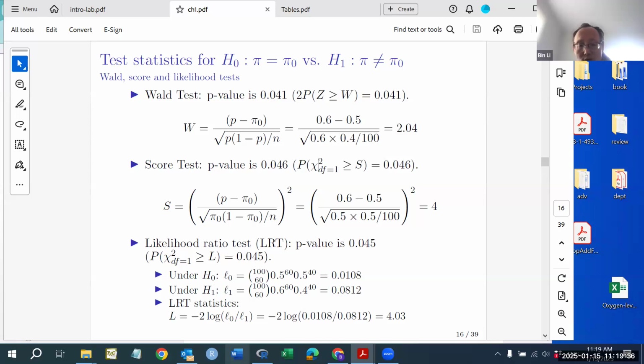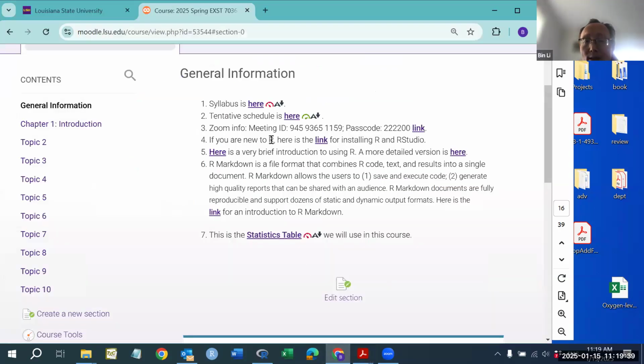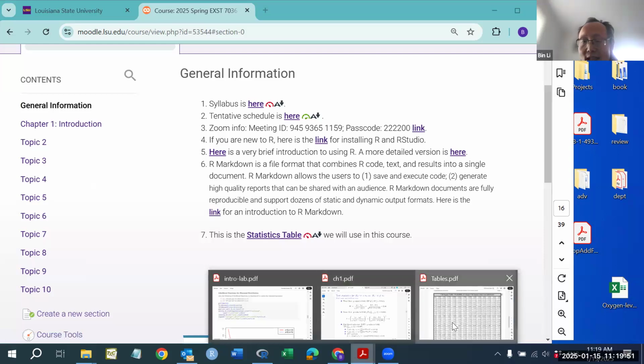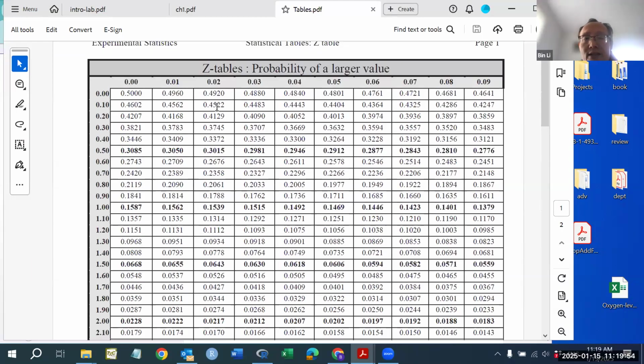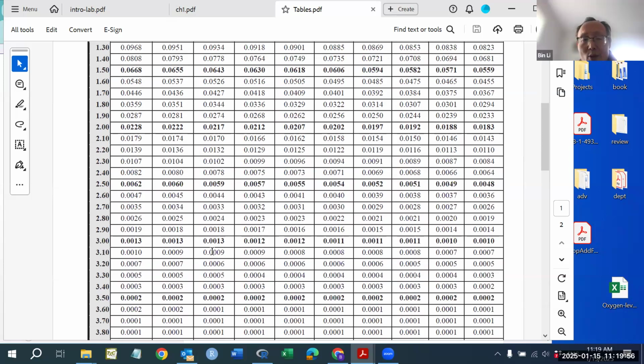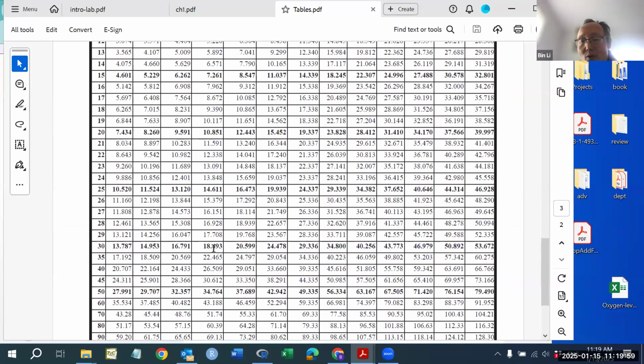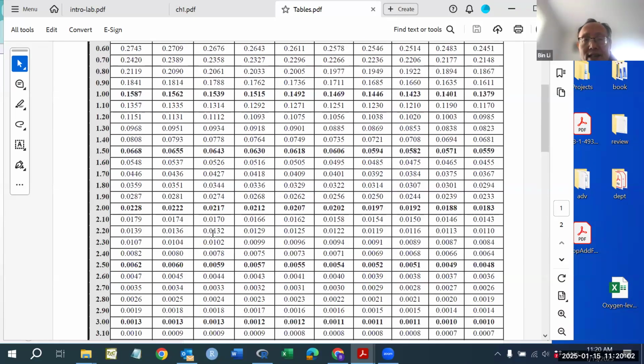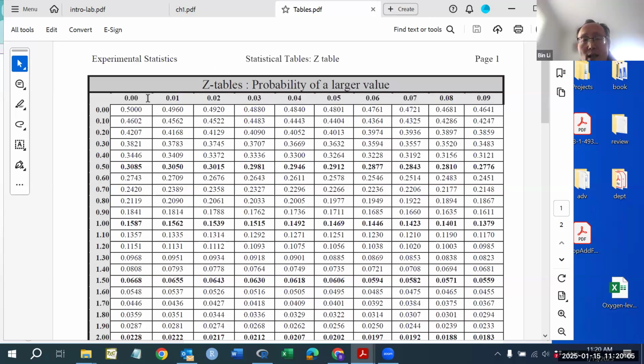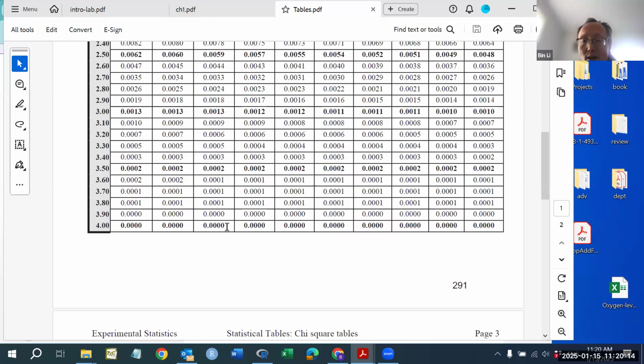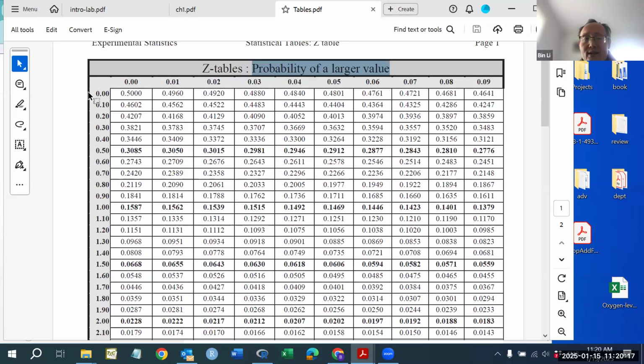So here in the Moodle, I posted the statistic tables in the general information. You can download it. The table looks like this. It has two tables. One is a Z table, the other one is the chi-square table. For the Z table, the top row is for the one-sided test. It's the probability for a larger value.